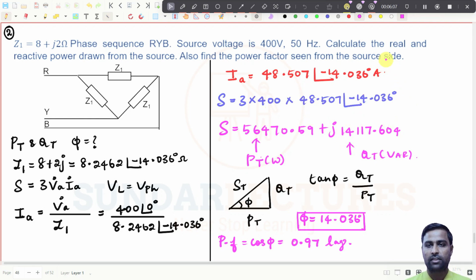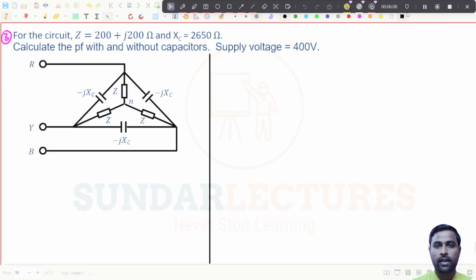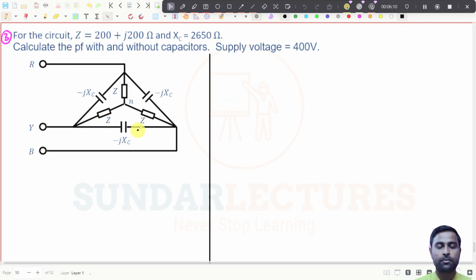So we will go to the next problem now. Right, this is the next problem. See what they have given you for the circuit. Z is equal to 200 plus J 200 ohms, and Xc is equal to 2650 ohms. What is the value of Xc? It is 2650 ohms. Calculate the power factor with and without capacitor.